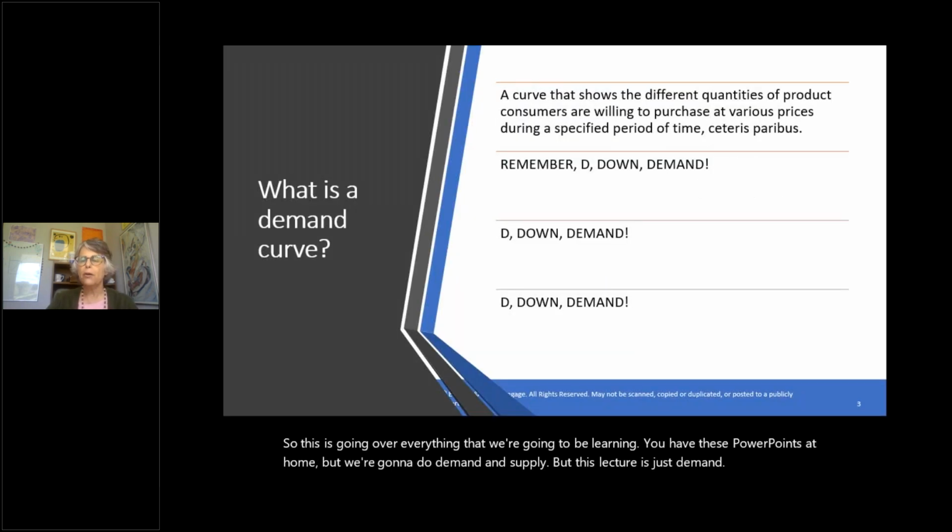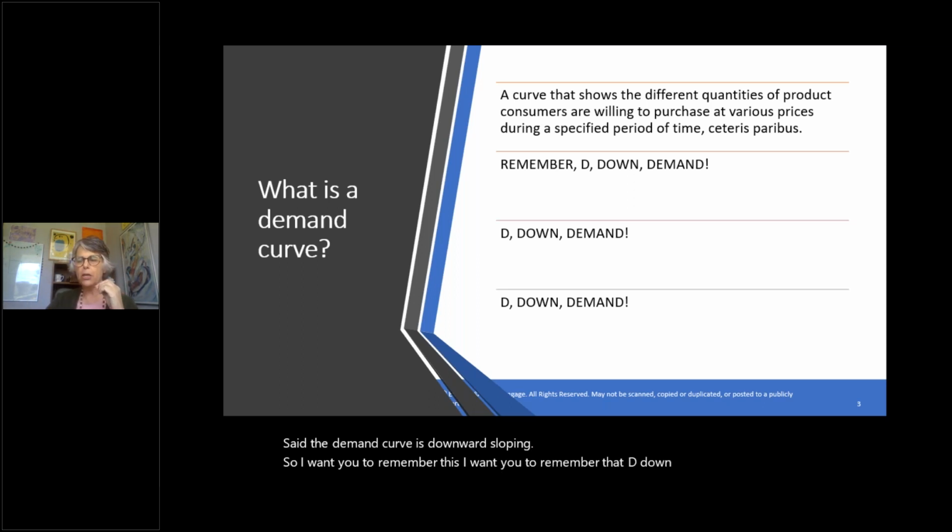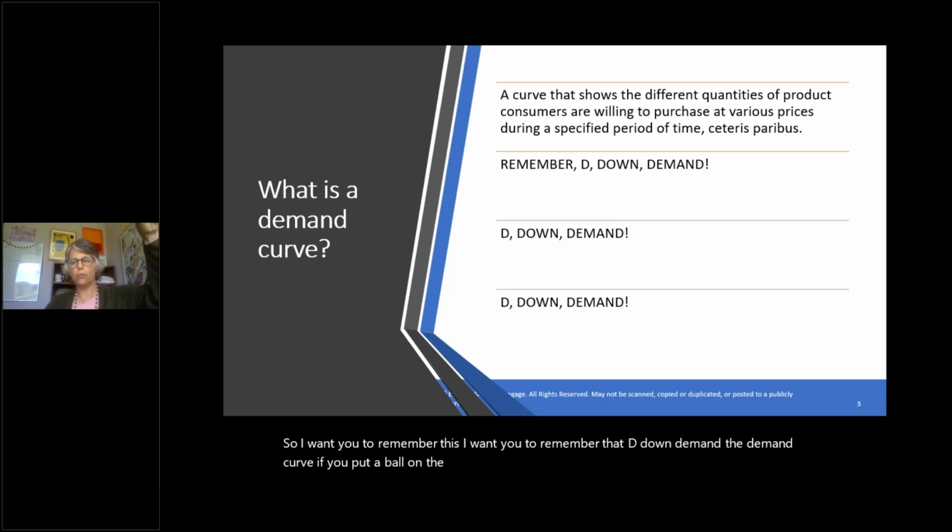So the demand curve is downward sloping. So I want you to remember this. I want you to remember that D down demand. The demand curve, if you put a ball on the top of the curve, it'll roll down. It's a downward sloping curve. D down demand.